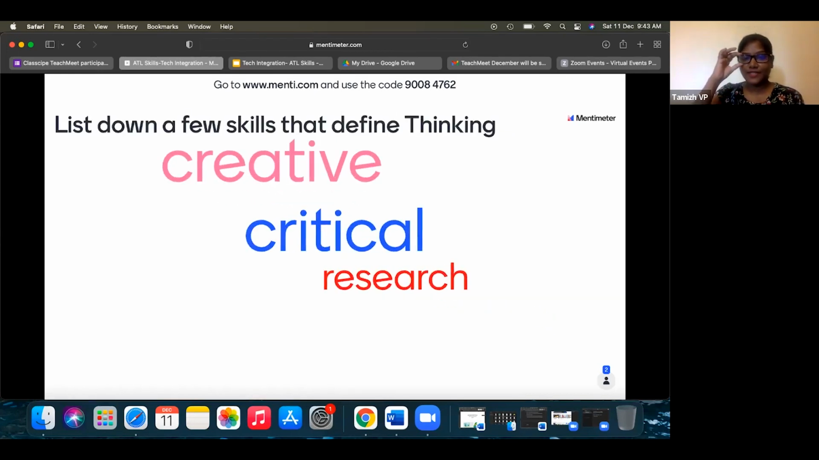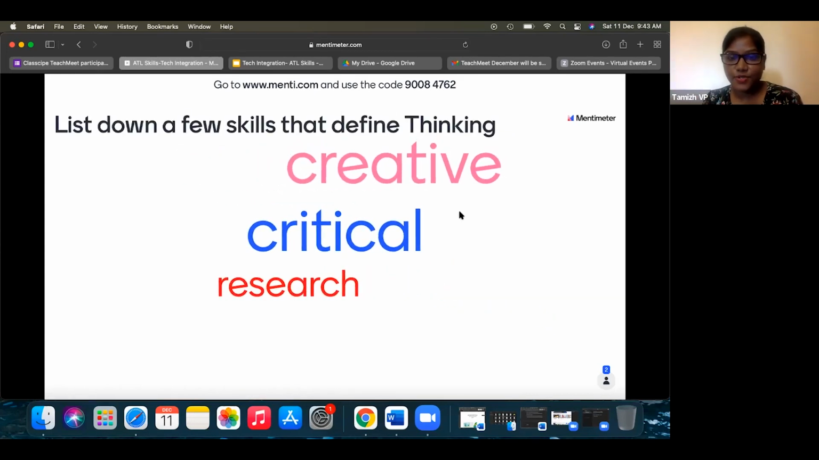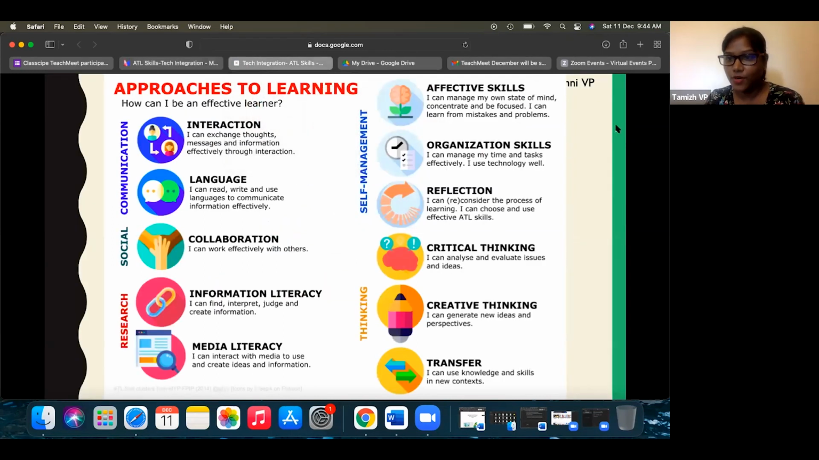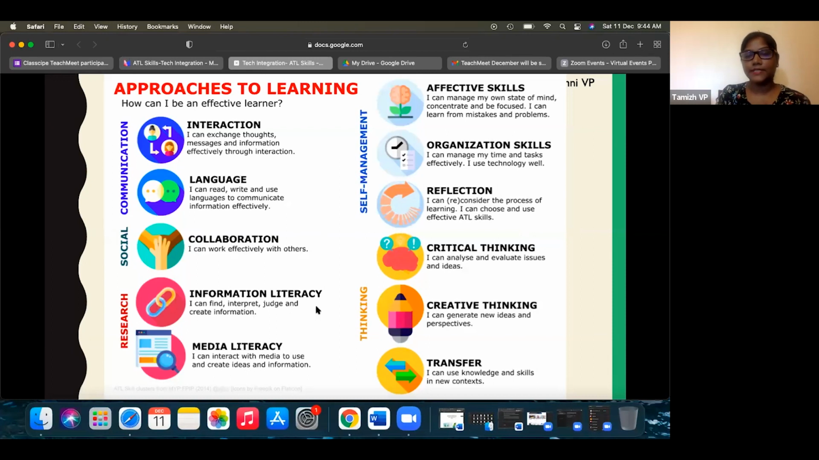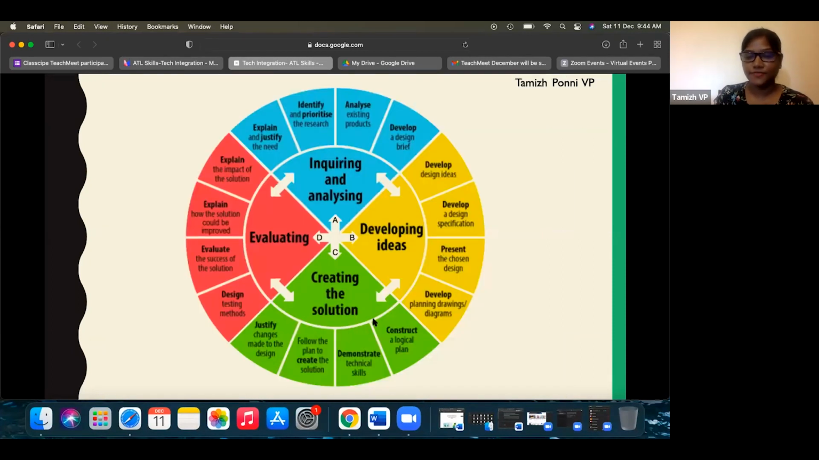All right, I'm very happy that we have understood what the session is going to be like, and we have some amount of prior knowledge on this. Are we good? Can we proceed further? Yes, ma'am. All right, thank you. So what's going to happen now is we're going to take a deeper look at the different ATL skills.